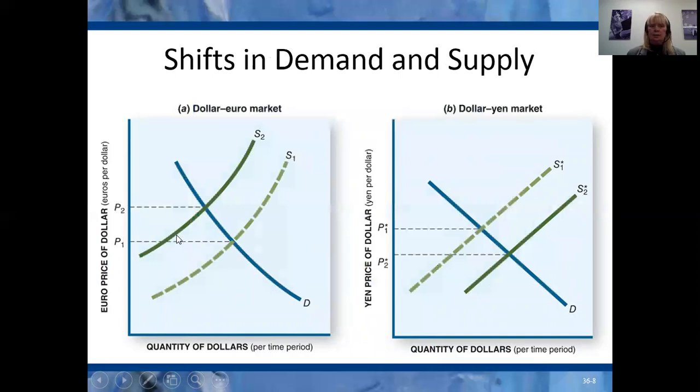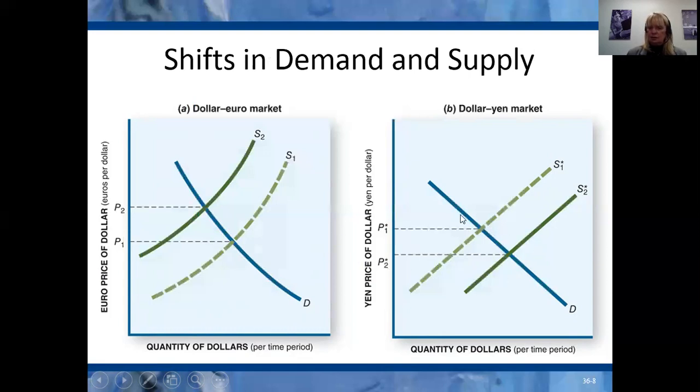So when the supply of dollars shifts to the right, when there are more dollars in the market, well then the equilibrium price goes down. But when the supply of dollars shifts to the left, when there are fewer dollars in the market, well then the equilibrium price goes up.